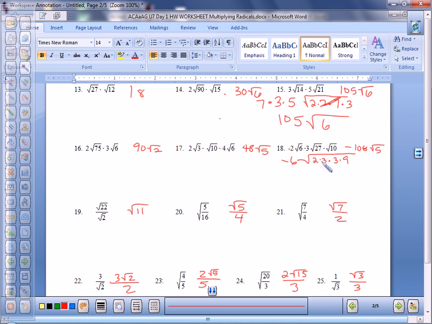I look at 10, and these are my factors I'm dealing with so far. Well, 10 has a 2 in it, doesn't it, as a factor? One of the factors of 10 is 2. So we can rewrite 10 as 2 times 5. So what I would do at this point is start taking square roots.